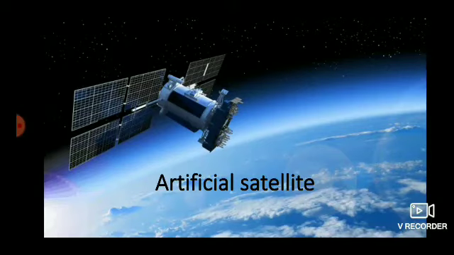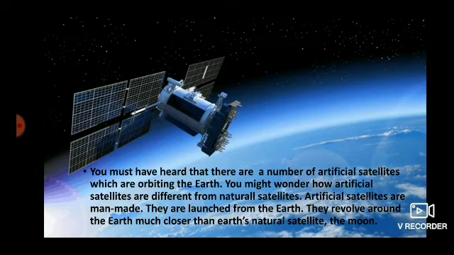Today we are going to learn about artificial satellites from the chapter Stars and Solar System. Artificial satellites, you know, are man-made satellites that orbit around the planets. These are called artificial satellites. So artificial satellites not only revolve around the Earth, they revolve around other planets also.